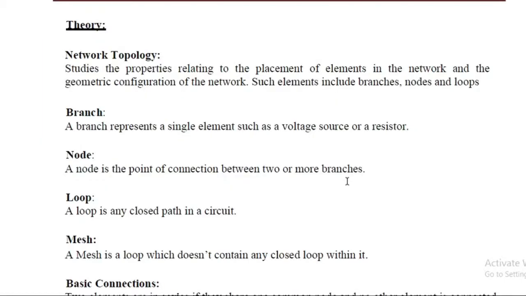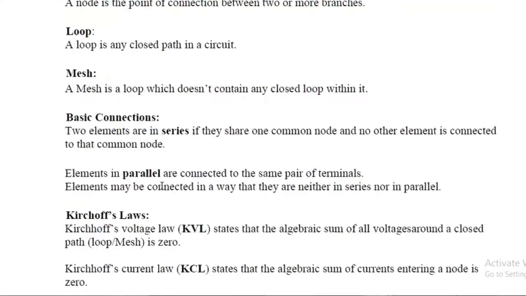Then what is a loop? A loop is a closed path in a circuit. Then what is a mesh? A mesh is a loop which doesn't contain any loop inside it. That means there will be no closed loop inside a mesh. And what are the basic connections? There are two types of connections: one is series connection, another is parallel connection.